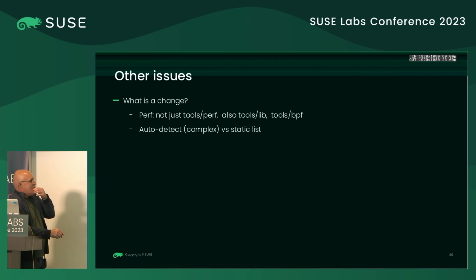One issue is just considering perf. What would be considered a perf change? It's not simply what touches tools perf. Perf makes use of patches that touch parts of tools lib and tools BPF. So that's one more level of complexity.